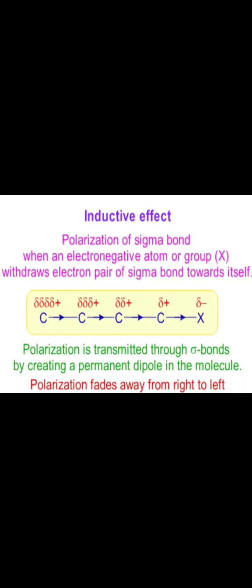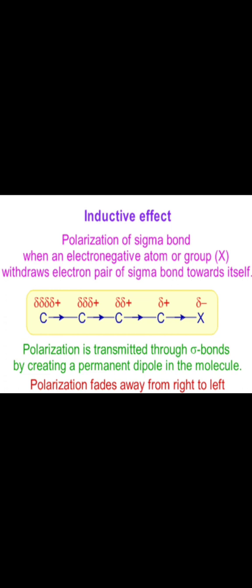As you can see in this example, carbon is bonded with halogen. Halogen is more electronegative than carbon, thus the bond between carbon and halogen is polarized, and thus a developing of sigma plus on carbon and sigma negative on halogen. Thus, this polarization is transmitted through sigma bonds by creating a permanent dipole in the molecule.